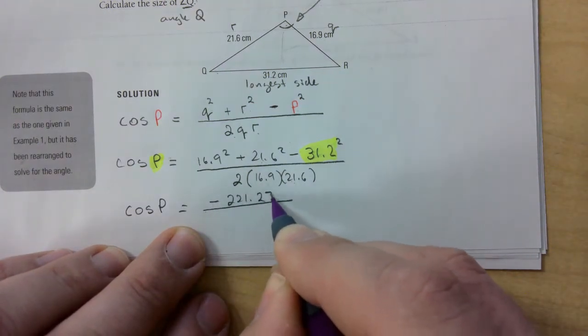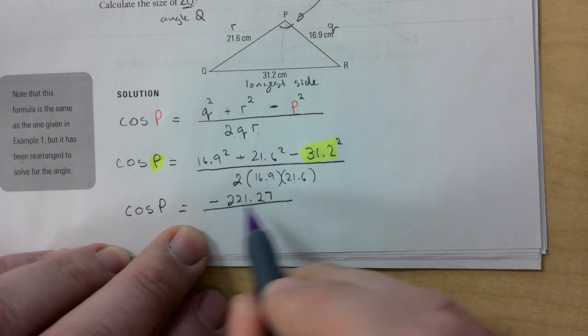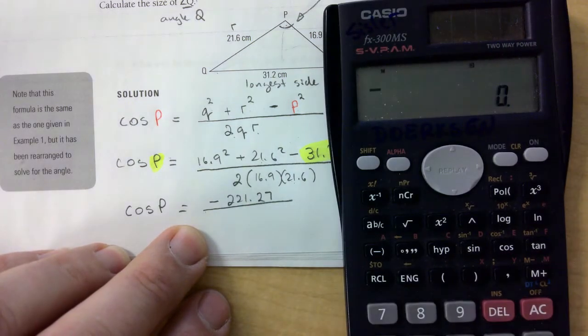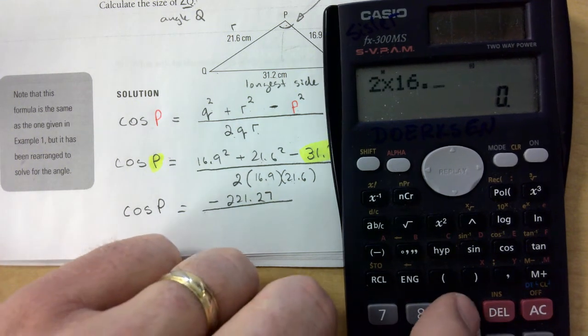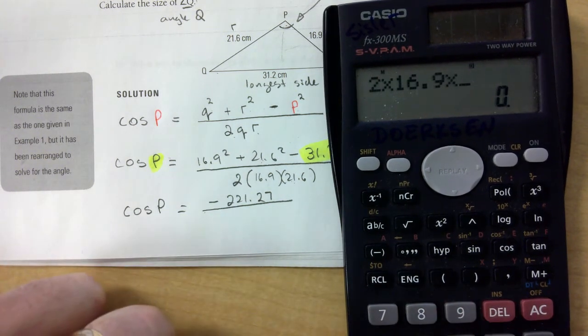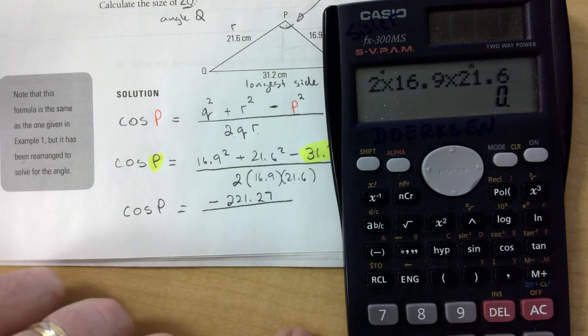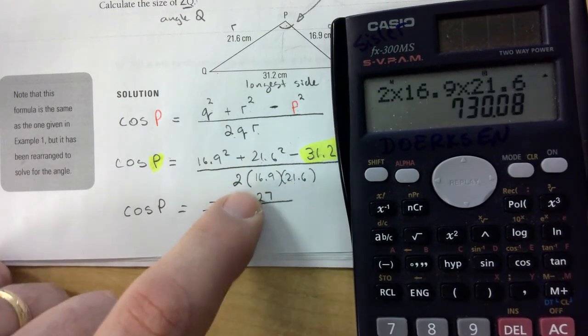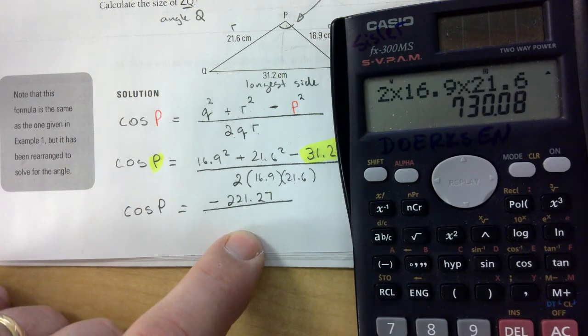And so when you do the work, you want to be able to do this with your calculator. And then you go 2 times 16.9 times 21.6. Right, so we multiply the denominator here. And you get 730.08.